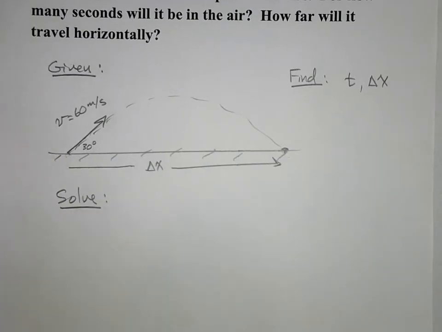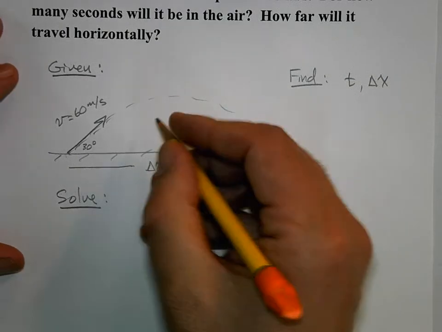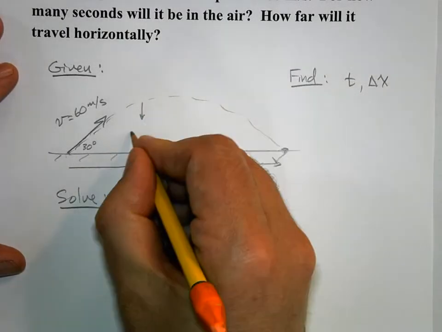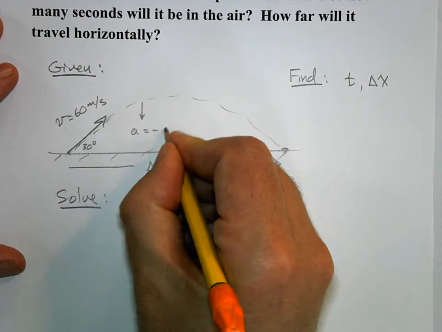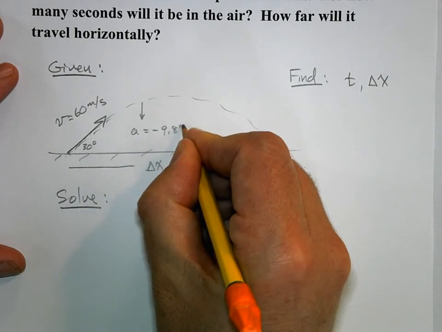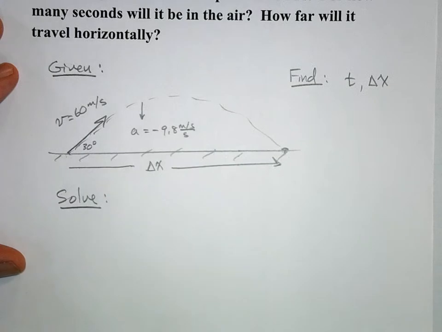So let's solve it. There's a couple of things in problems like this that are not explicitly stated as what's given. And with projectile motion problems, you just have to recognize them. First of all, we know what the acceleration is. The acceleration, and it's in the y direction only, is equal to negative 9.8 meters per second every second.